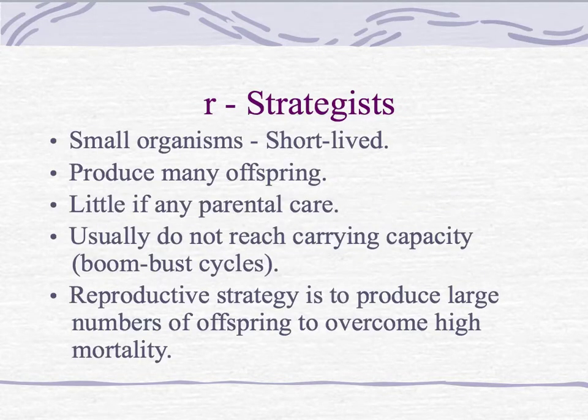On the other side, we have the R strategists, and these typically are smaller organisms that live a very short amount of time. They produce many offspring, and they provide very little parental care. So they usually do not reach carrying capacity. It's a boom-bust cycle, so a lot of them and then none of them, or a limited number of them. The reproductive strategy is basically to produce a large number of organisms with the understanding that most of them will die.